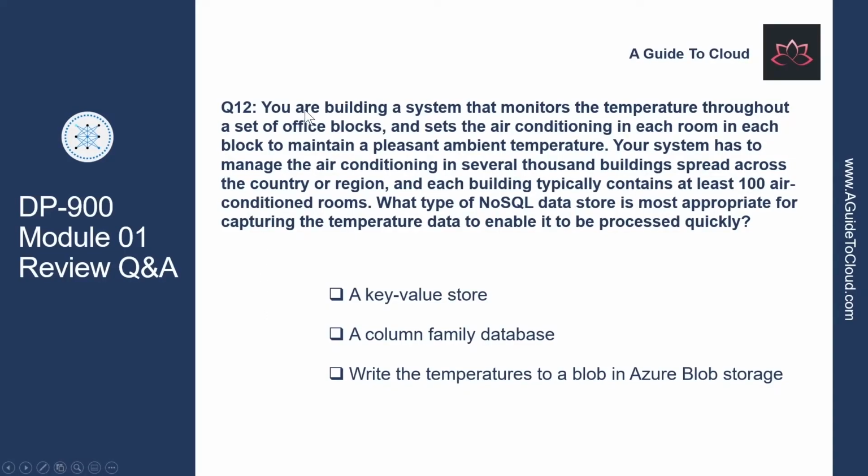Let's look at question number 12. Wow, that's a long question. You are building a system that monitors the temperature throughout a set of office blocks and sets the air conditioning in each room in each block to maintain a pleasant ambient temperature. Your system has to manage the air conditioning in several thousand buildings spread across the country or region, and each building typically contains at least 100 air conditioned rooms.